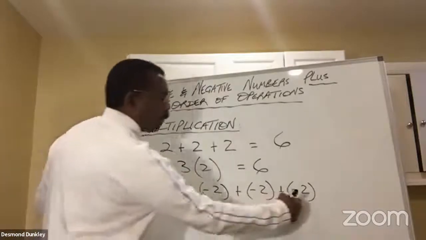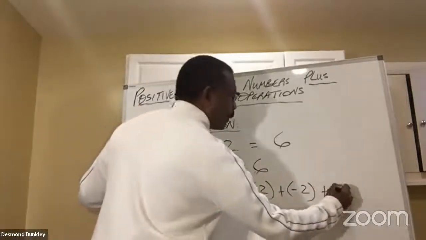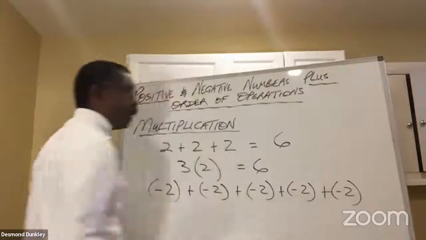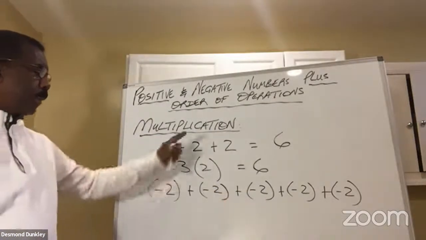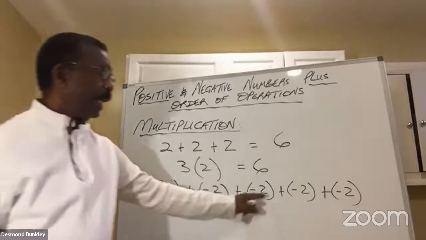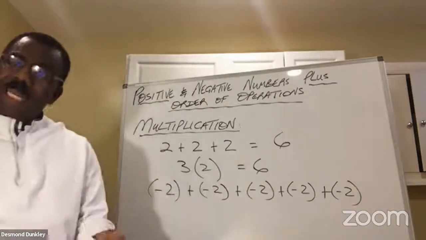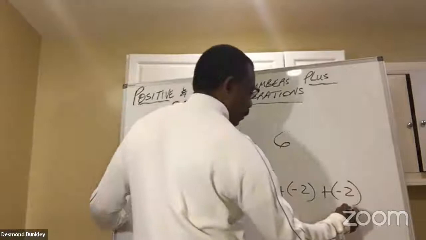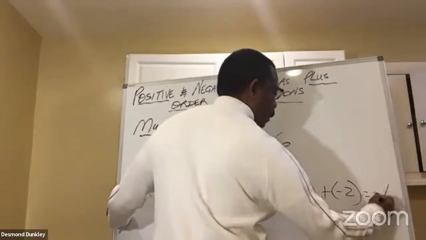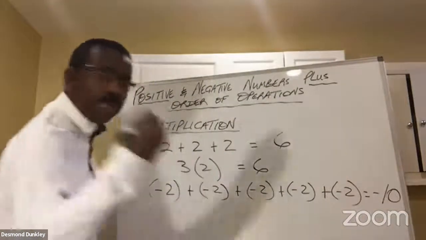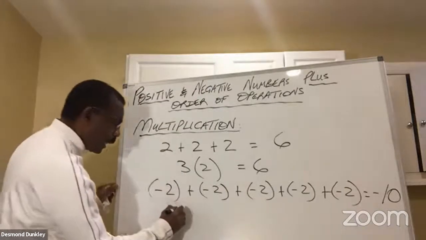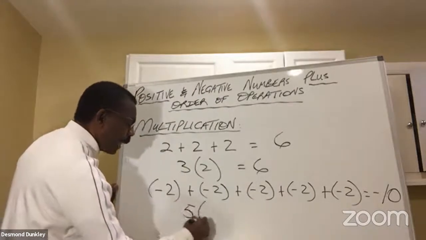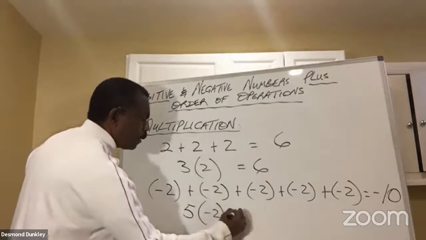So if I say to you, negative 2 plus negative 2 plus negative 2 plus negative 2, 1, 2, 3, 4 plus negative 2. How many negatives do I have? I have 2 negatives, 2 negatives, 2 negatives, so I have a total of 10 negatives. But don't you agree that I have negative 2 5 times? So isn't that the same as 5 times negative 2?